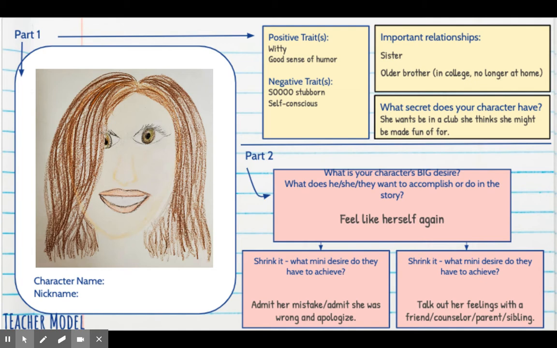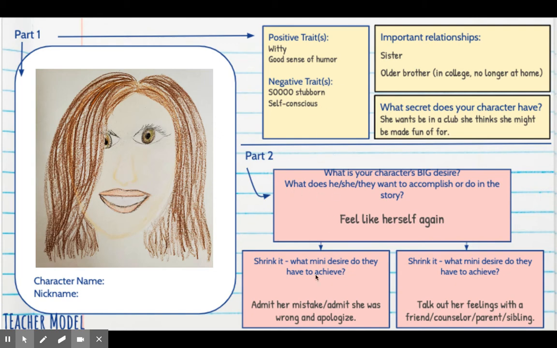And then a secret that I pictured my character having or imagined for my character is that she wants to be part of a club, but she thinks she's going to be made fun of for wanting to be part of something that is just not something she typically would do. So she's worried about taking that step and actually doing that thing.